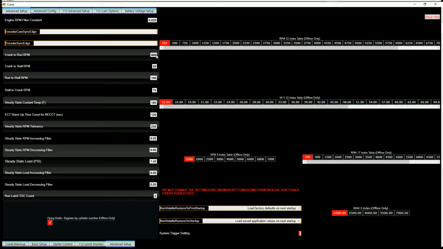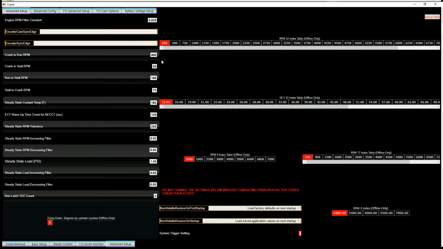I like to leave that number a little bit higher, just so it has to go above that, and then it has to drop down below this to go back into crank fueling. So you're going to be in the run mode once it fires. And when the engine fires, typically you're going to get over 800 RPM, and then it's going to settle down to whatever your idle speed is. So this makes the transition a little smoother.